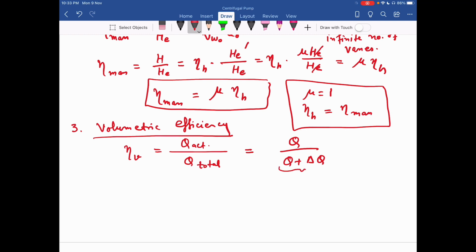Q plus delta Q is the total discharge, or you can say this is the amount of water supplied to the pump. Q is the actual discharge at the outlet, and delta Q is the leakage loss. So that is my volumetric efficiency, and the range for volumetric efficiency is from 0.95 to 0.98.